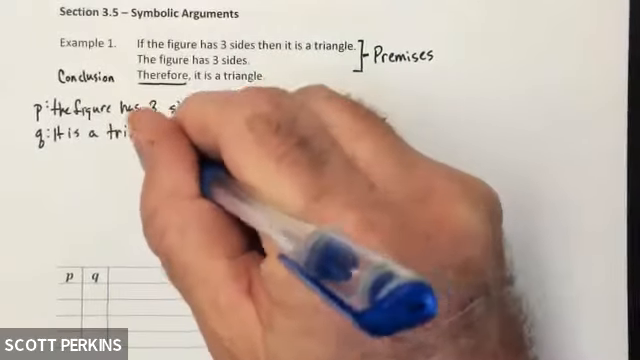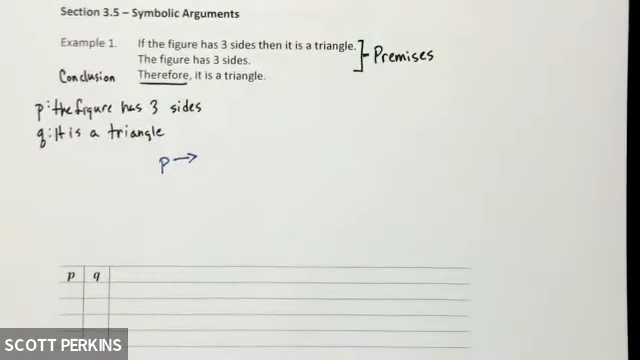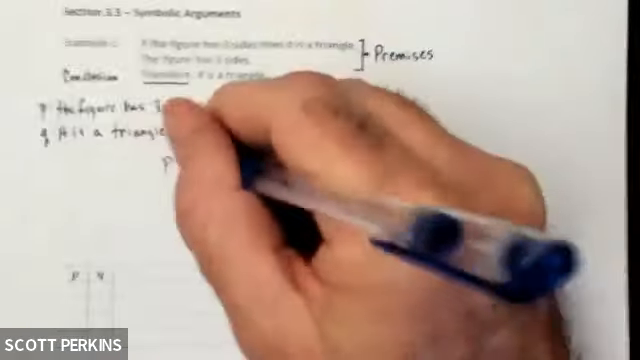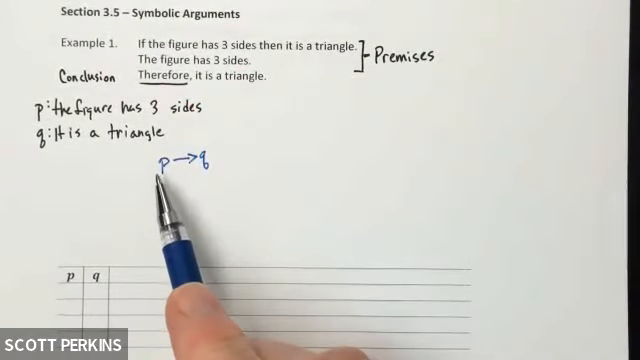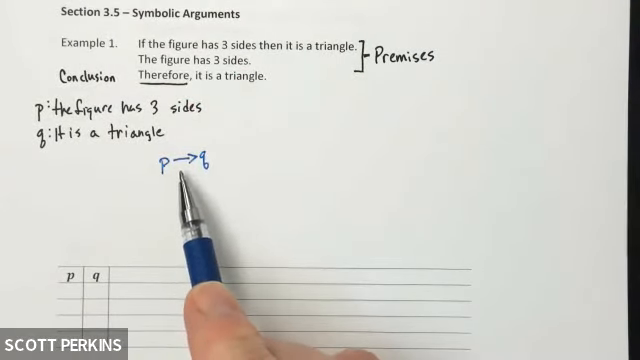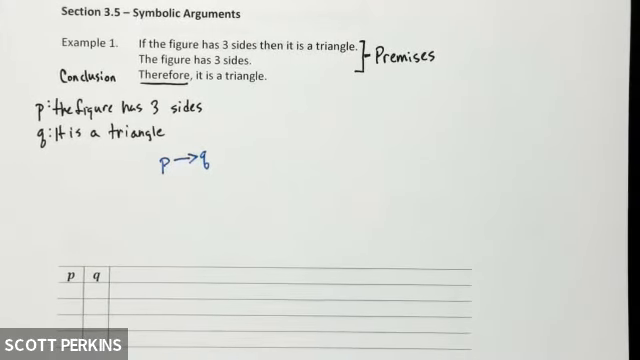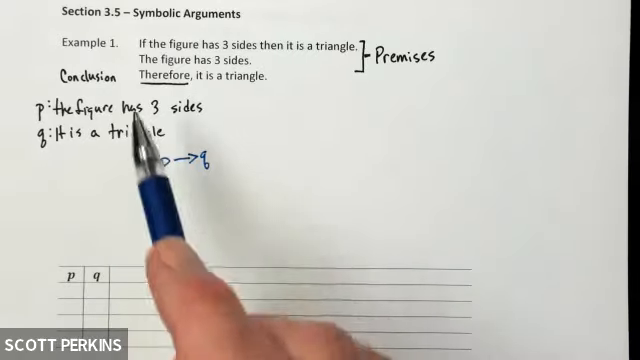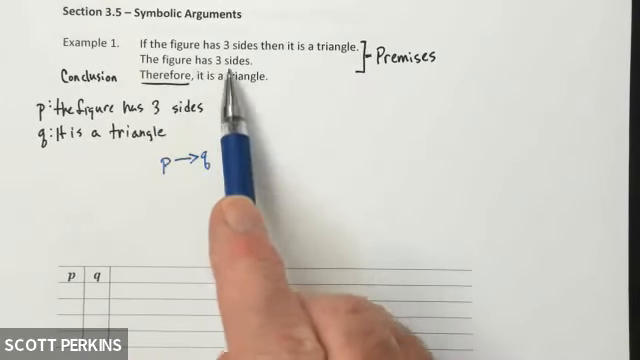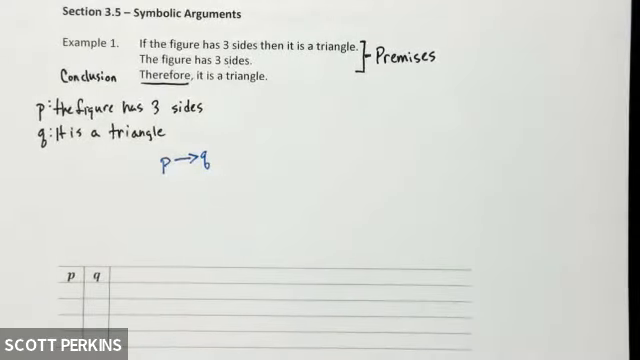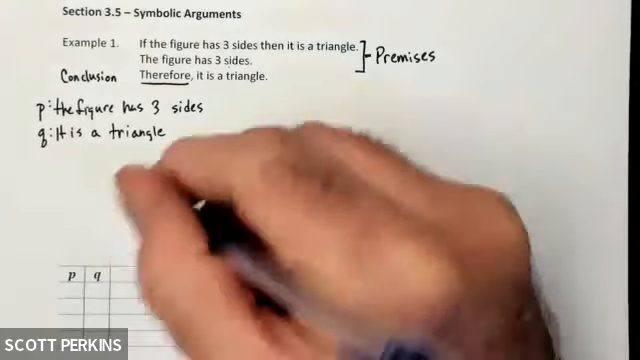Okay, P, I heard you say P, I heard you say arrow, and then what's on the other side of the arrow? Q, right. Statement P is the figure has 3 sides, the arrow then, Q is it's a triangle. Perfection, great job. Everybody tracking with me? Okay, I know this is difficult stuff. I don't want to just race through it, so let me know. The second premise is the figure has 3 sides. So what is that? That's just P.